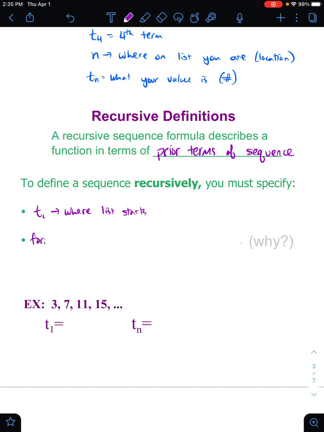And then a formula for t sub n in terms of prior terms, such as t sub n in terms of t sub n minus 1. Recursive definitions or recursive formulas are a little bit like climbing a ladder. So t sub 1 is like getting on the first rung of the ladder. And t sub n, this formula, tells us how to get to the next step from where we are.